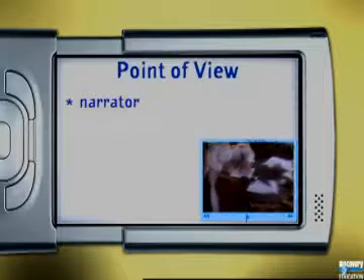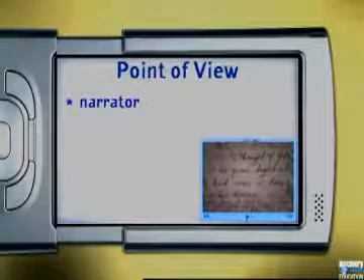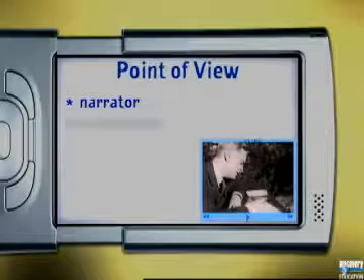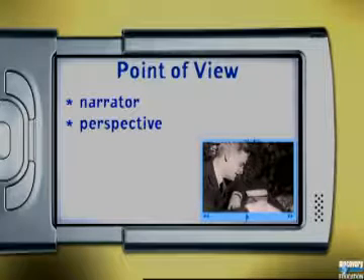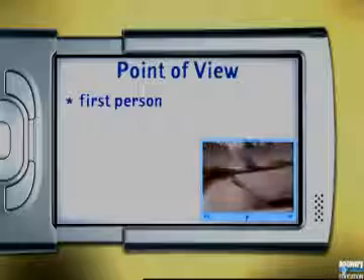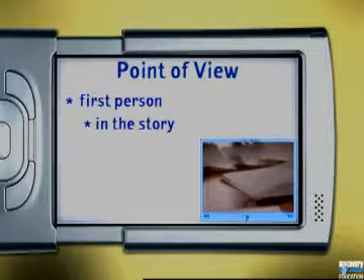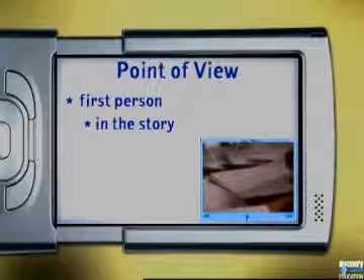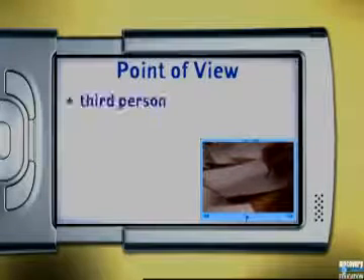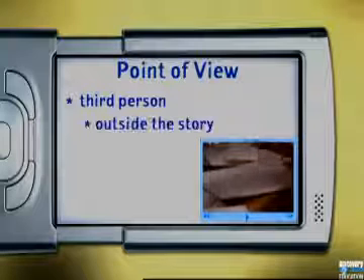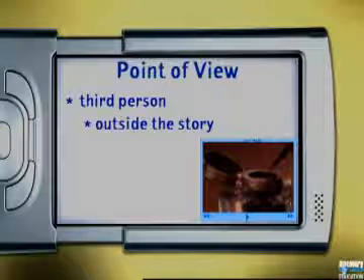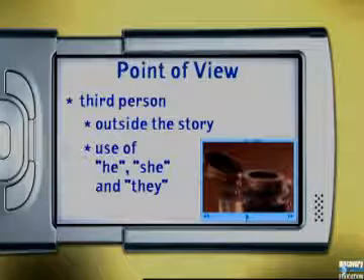The narrator telling a story is an important part of the job of a fiction writer. The type of narrator will determine the story's point of view, the perspective or standpoint from which a story is told. In the first-person point of view, the narrator plays a part in the story. Readers can identify this point of view by the narrator's use of I. In the third-person point of view, the narrator is outside the story. Readers will recognize this point of view by the narrator's use of he, she, and they.